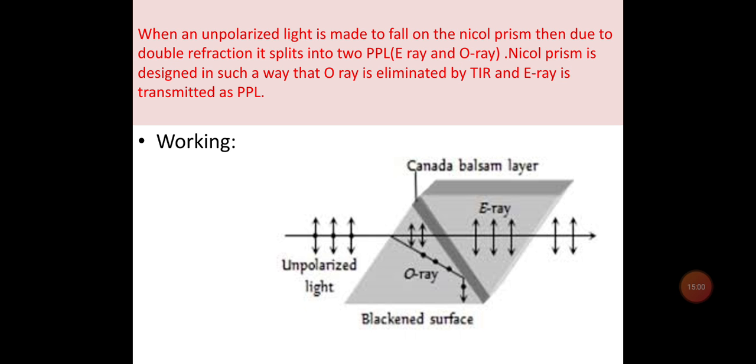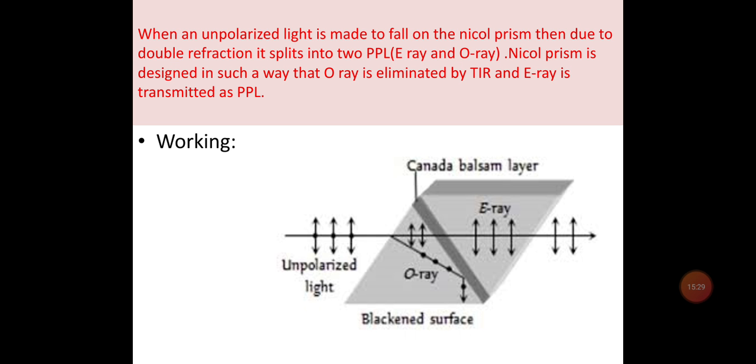Now, as I have already told you, the Nicol prism is specially designed in such a way that the O ray has the maximum refractive index and the E ray has the minimum, and the Canada balsam layer has a refractive index midway between these two. Due to this, the O ray will be totally internally reflected at the Canada balsam layer and eliminated, and only the E ray will be transmitted as the plane polarized ray.